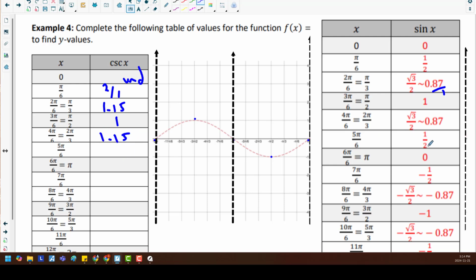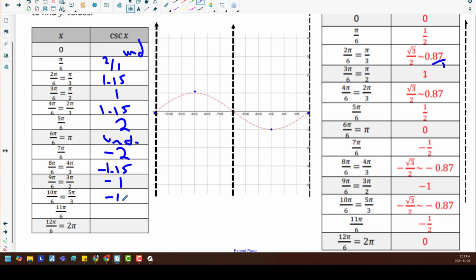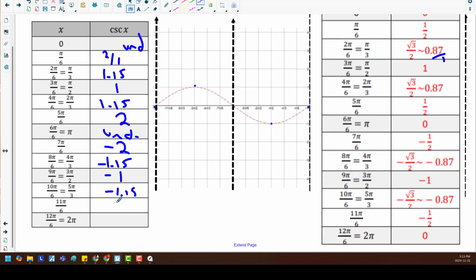5 pi over 6, well, that's 1 over 2, so the flip of that is 2. 0, anytime there's a 0, it's undefined. We know that because 1 over 0, you can't divide by 0. Negative 1 over 2, so the flip of that is -2 because it's just -2 over 1. And then here we have negative 0.87, which is the same thing as negative 1.15. And then we have -1 because it's just 1 over 1. Then we have negative 1.15. Then we have -2, and we have undefined. Okay.